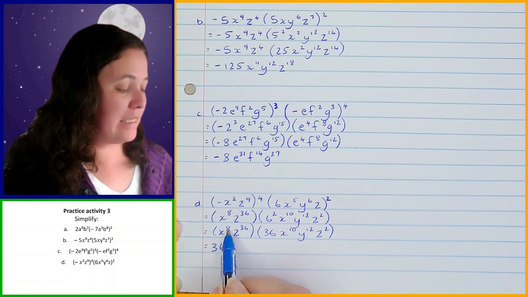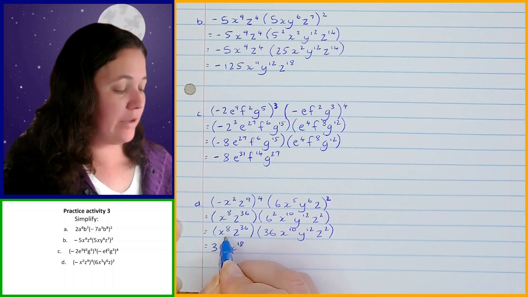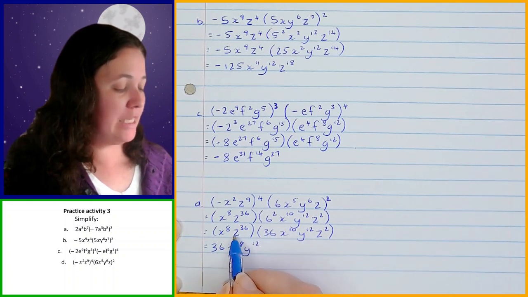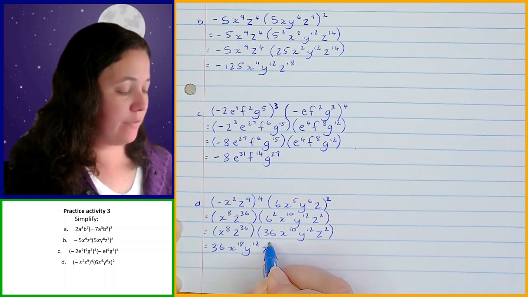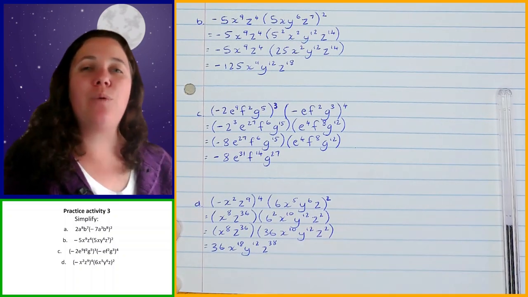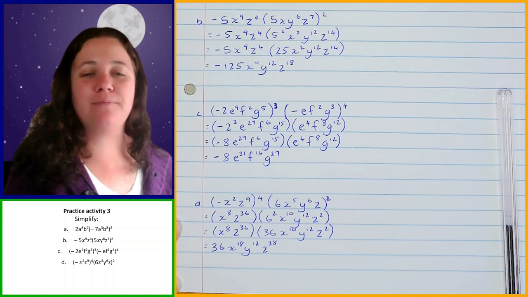Then x to the power of 8 times x to the power of 10 is x to the power of 18. There's no y over here, so I'm going to just keep this y the same, so it's y to the power of 12. And then z to the power of 36 times z to the power of 2 is z to the power of 38. That's what you should have got for the last question over there. And that is how we multiply algebraic expressions using the laws of exponents.